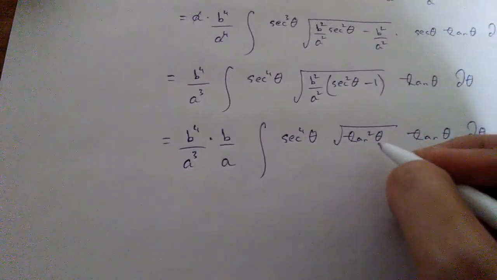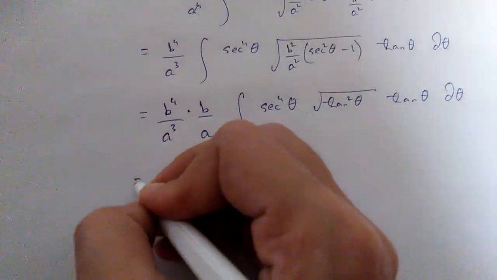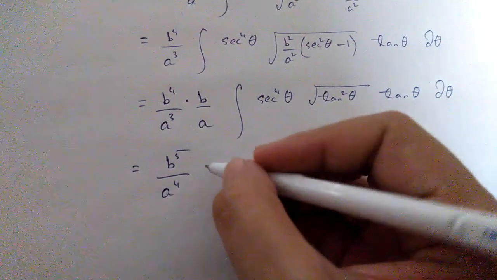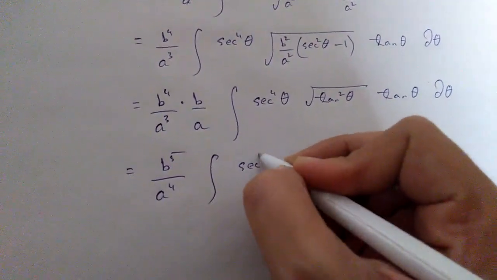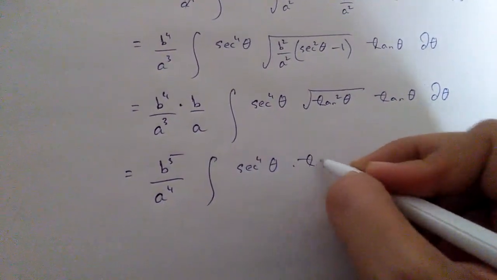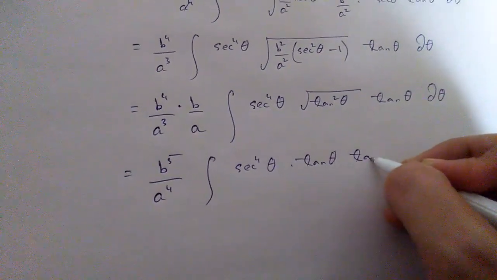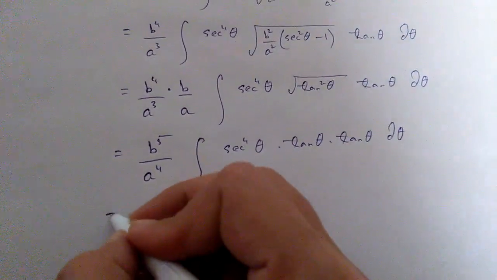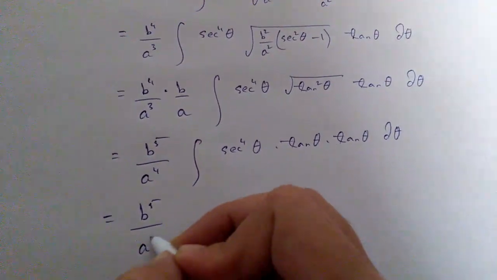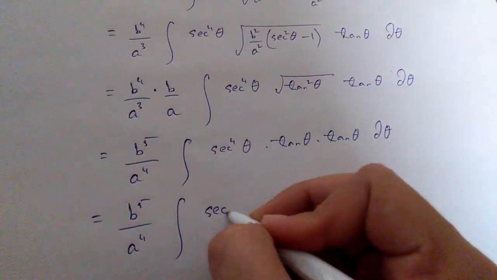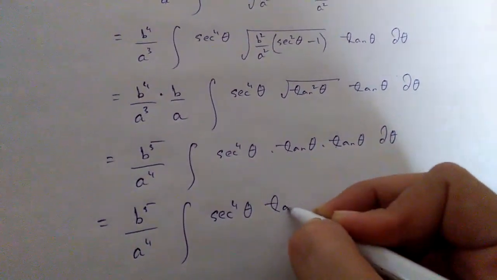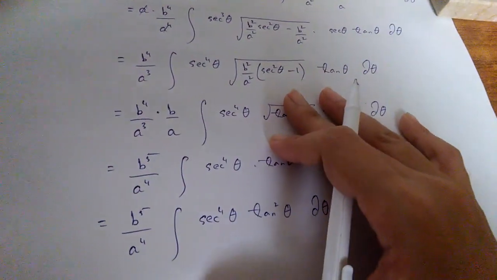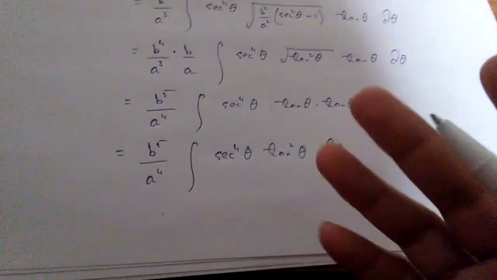And now over here, this is simply your tan theta b power 5 upon a power 4 on multiplication, and it is secant power 4 theta, and this is your simply tan theta, another tan theta d theta. So this on multiplication gives you tangent square theta. All right, so that's the format that we have just obtained, and now we are going to integrate this integral. So what to do now?